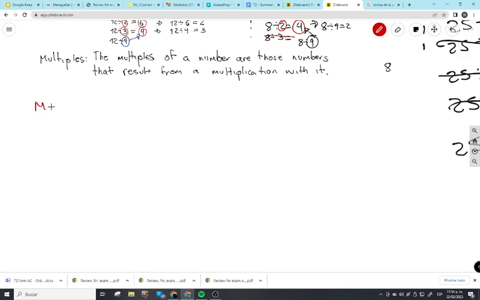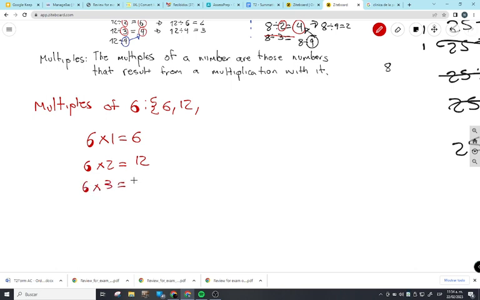So let's think, for example, of multiples of the number 6. Okay, so let's do multiplications with the number 6. So 6 times 1 is 6. So 6 is a multiple of itself. 6 times 2 is 12. So 12 is another multiple. 6 times 3, 18.